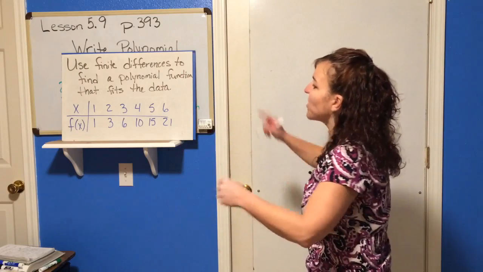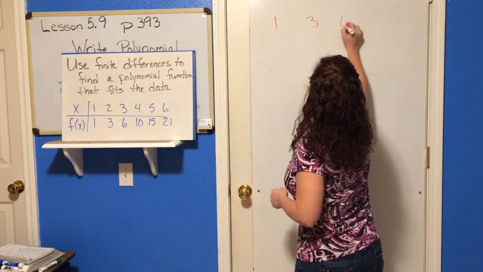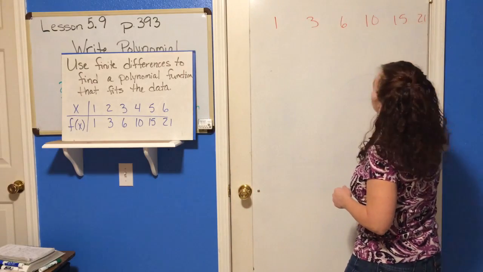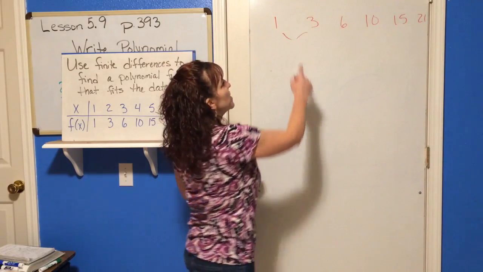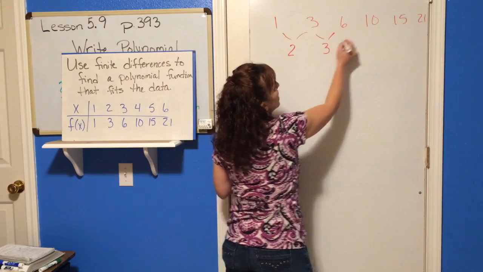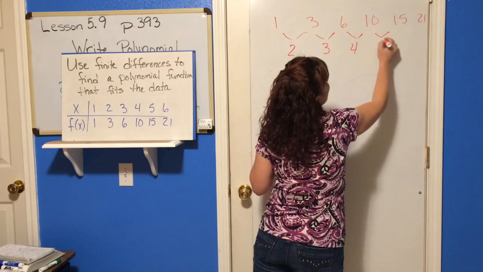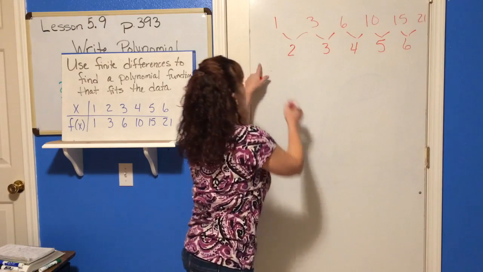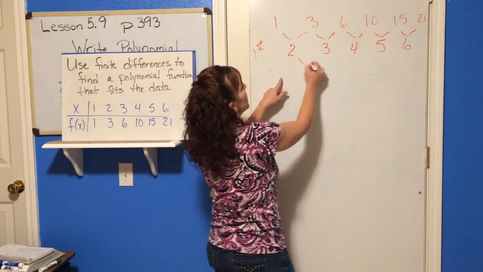All right. So what we've got is we've got the numbers 1, 3, 6, 10, 15, and 21 all squished in there. So let's just figure out the first order differences. 3 minus 1 is 2. 6 minus 3 is 3. 10 minus 6 is 4. 15 minus 10 is 5. 21 minus 15 is 6. So there's our first order differences. Ooh, this looks like we're going to be close.